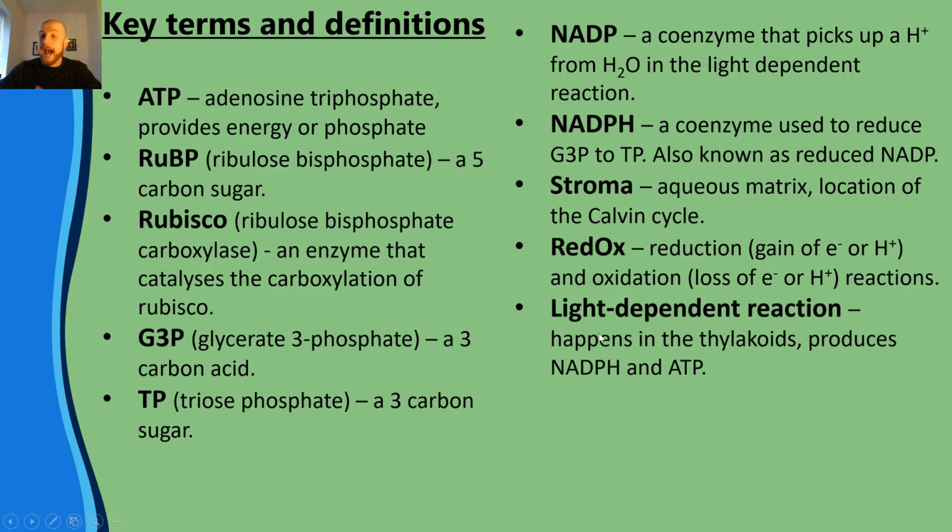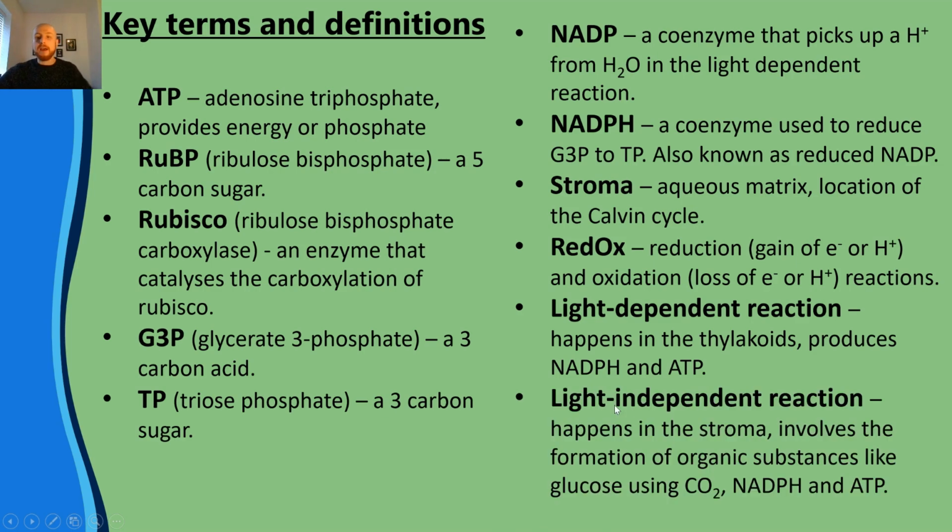Light-dependent reactions happen in the thylakoids, and this produces NADPH and ATP. And finally, we have the light-independent reaction, which happens in the stroma, and you'll often see this written about as the Calvin cycle. And it basically is where the formation of organic substances such as glucose happens, and that uses carbon dioxide, the NADPH from the light-dependent reaction, and the ATP from the light-dependent reaction.